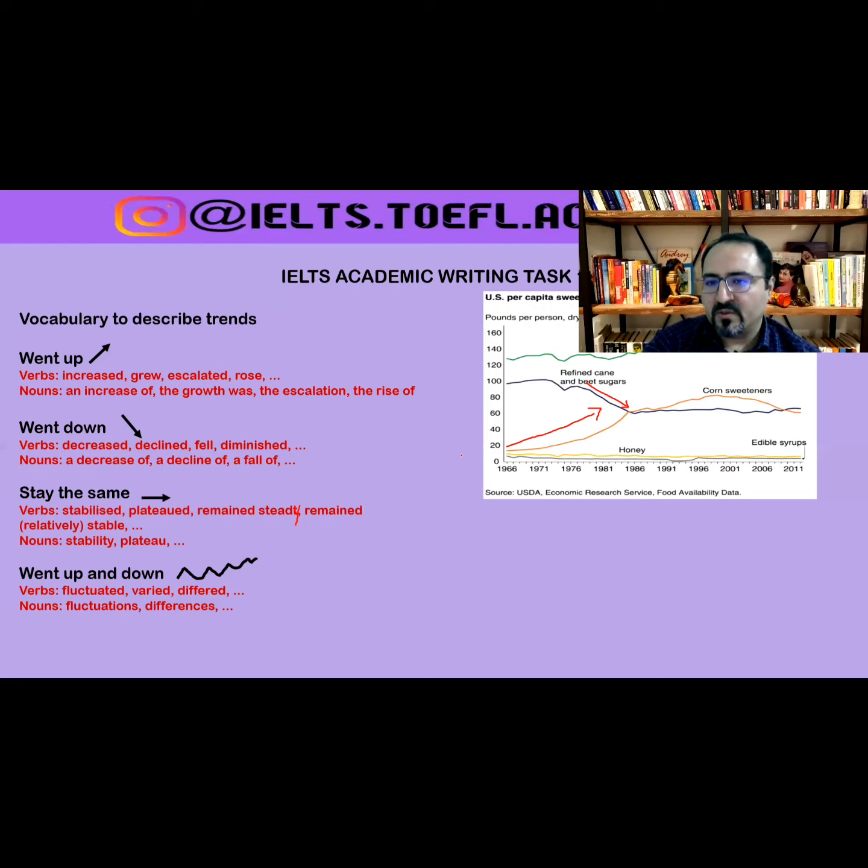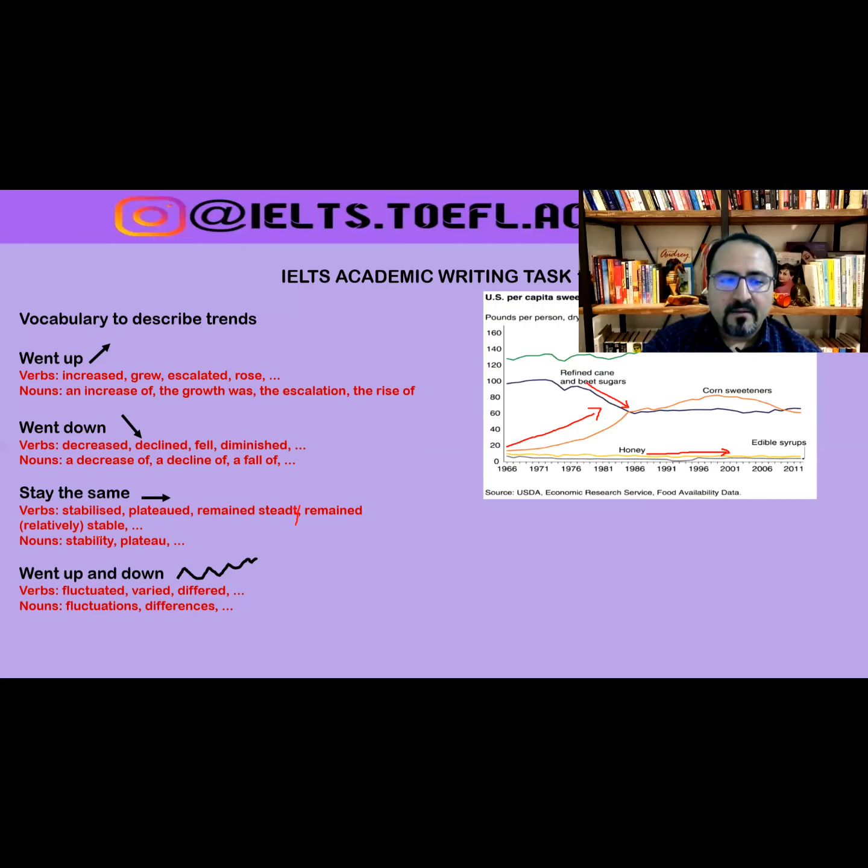Here, for example, for the production, or let's say sales or whatever it is, if you see honey, it hasn't moved up and down a lot, and as you can see, it has a kind of stable trend. So we can use verbs or noun forms that we have here to show that the trend stayed the same.